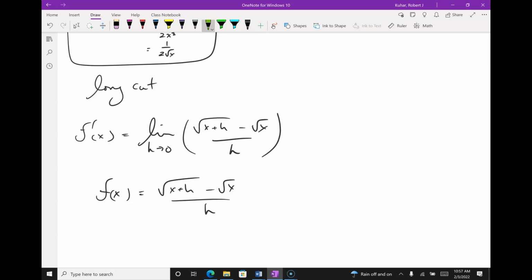I'm going to use a conjugate, yes? So I'm going to use square root of x plus h plus square root of x all over itself. I'm only allowed to multiply by 1. I'm allowed to add 0. I'm allowed to multiply by 1. You haven't seen me add 0 yet. You will. It's exciting. Joking.